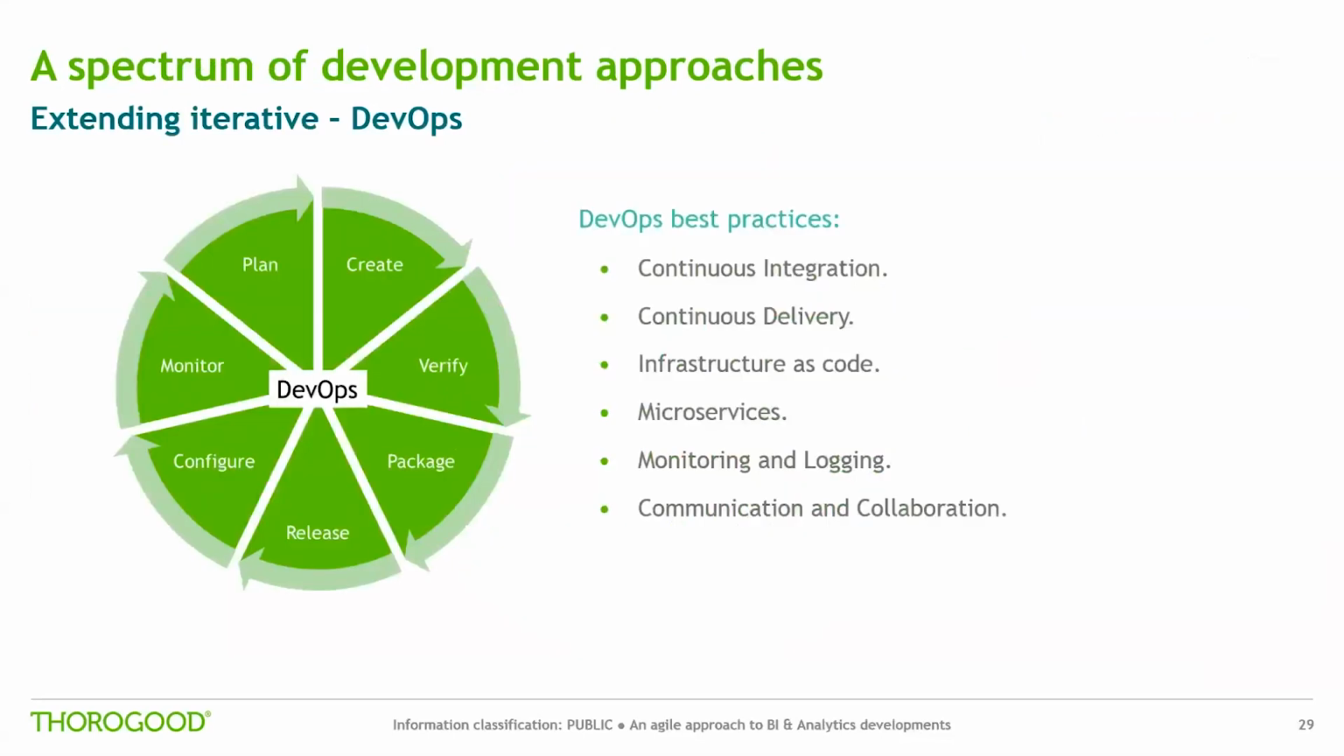DevOps consists of these best practices, and just to pick out a few of these: continuous integration and delivery, and infrastructure as code, focus on regular and disciplined merging of tested code that can be deployed for business use as soon as it is ready, using automation as much as possible to make the preparation and configuration of environments as repeatable and streamlined as possible.